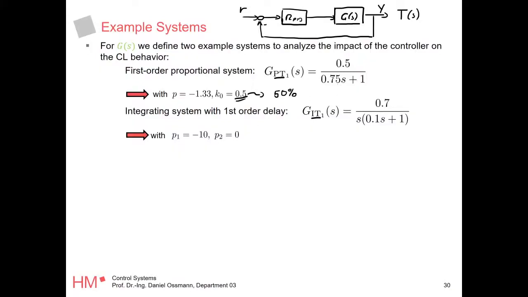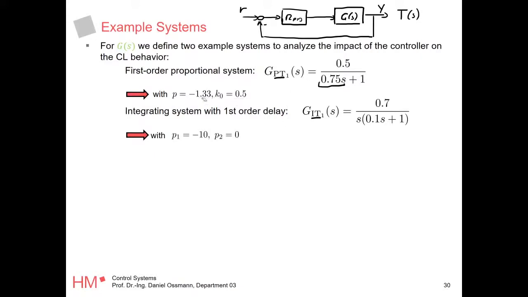Okay, the time constant is 0.75, which corresponds to a pole at minus 1.33. What does that mean? Well, that means that to reach 95%, you need 3 times 0.75, which is 2.25 seconds, right? So this would be the interpretation. Okay, and then we're going to plug around the elements of a PID controller and see how the dynamics change, so how this pole is changed and how these 50% are changed when we use a controller.